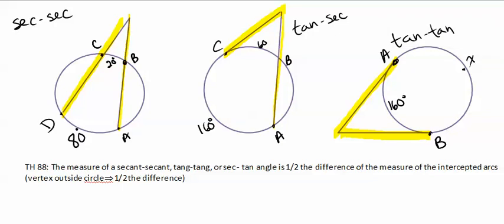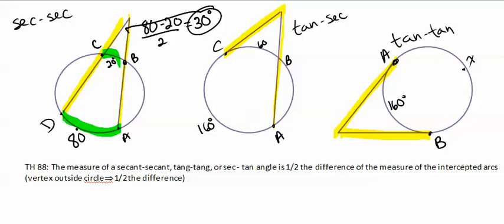Now, to find any one of these angles formed by the secants and the tangent lines, all you have to do is take the difference, not the average, between the two arcs and then divide by 2. So in this first case, the secant-secant, you're going to take this outside arc and subtract the inside one. So you'll take 80 minus 20, divide that by 2, and this angle up here would be 30 degrees. That would be the angle formed by both the secant lines.